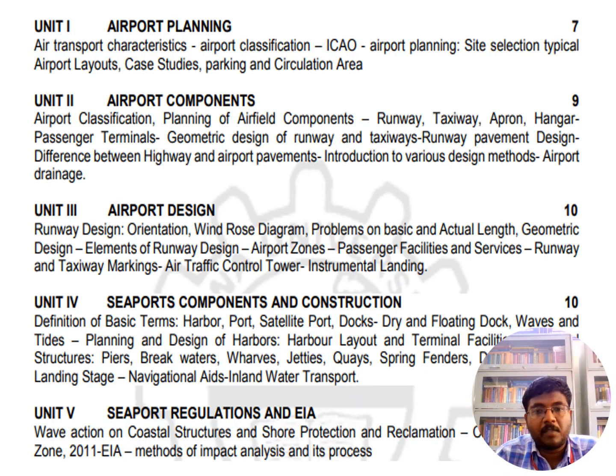This is the entire syllabus of this subject. In this syllabus, the first unit gives detailed information about airport planning. At the end of Unit 1, students are able to gain knowledge about airport planning. Unit 2 contains the elements present in the airport. Unit 3 covers the design aspects required for designing an airport. Unit 4 gives detailed information about the harbor and the port, and the elements present inside and outside of the harbor and the port. Unit 5 gives detailed information about the EIA.